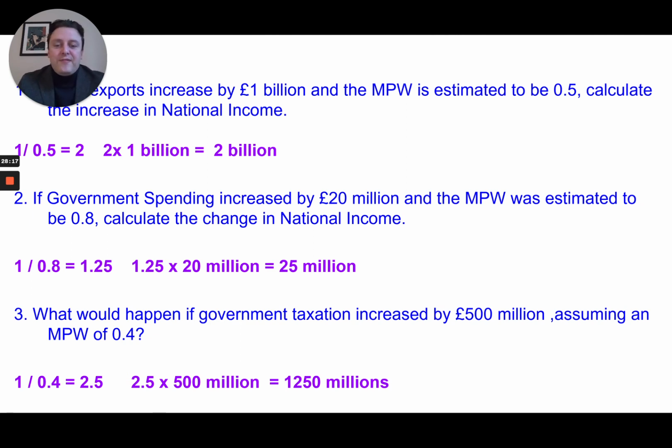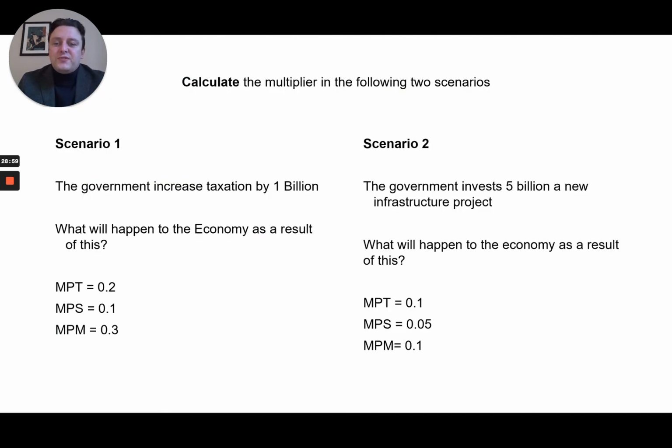And what would happen if the government taxes increased by 500 million and the marginal propensity to withdraw is 0.4? So 1 divided by 0.4 is 2.5. 2.5 times 500 million is 1,250 million pounds. Okay, so fairly straightforward. I think it's a really easy calculation to do to figure out the multiplier, but it comes up almost every year on the macro paper too. And if you're doing IB, it comes up very regularly on paper 3, but it's a really easy and useful calculation. So here's 2 scenarios for you.